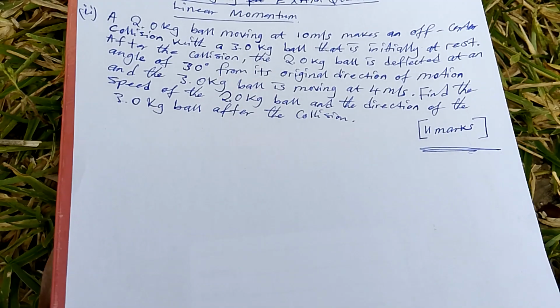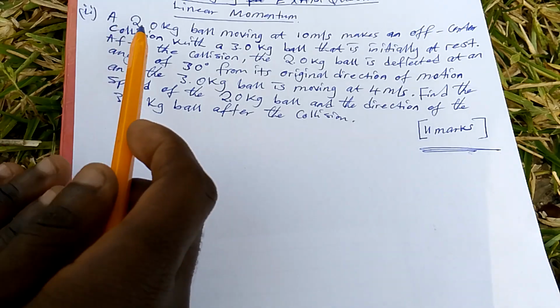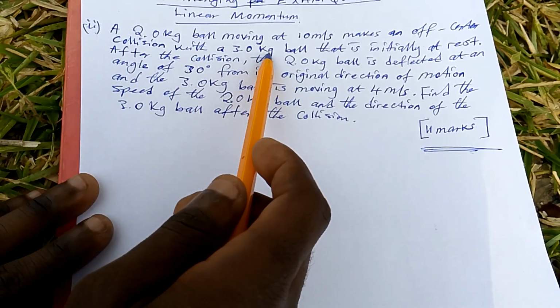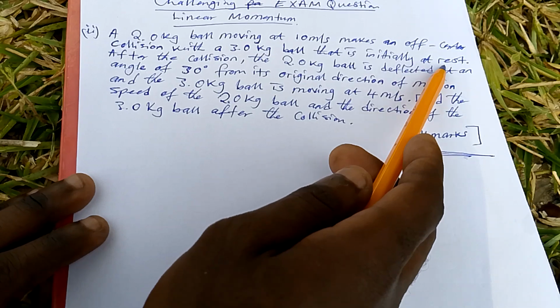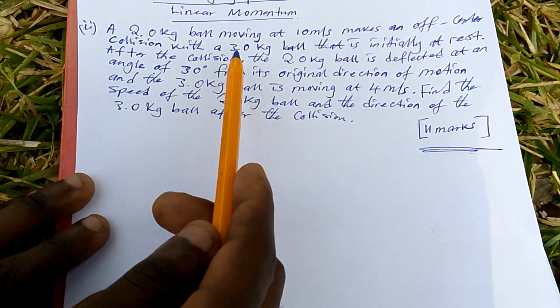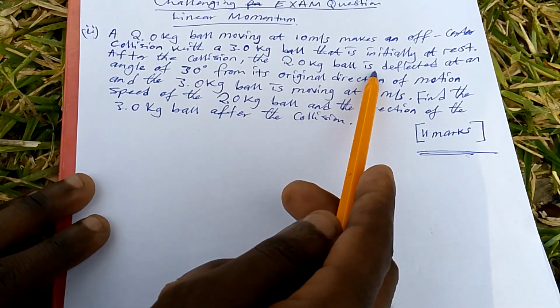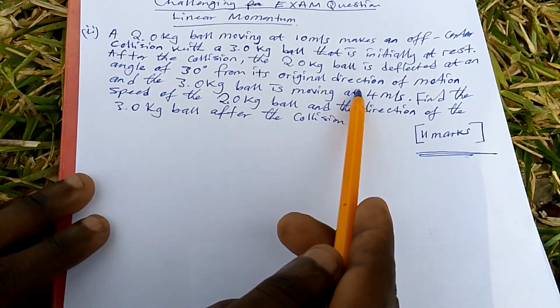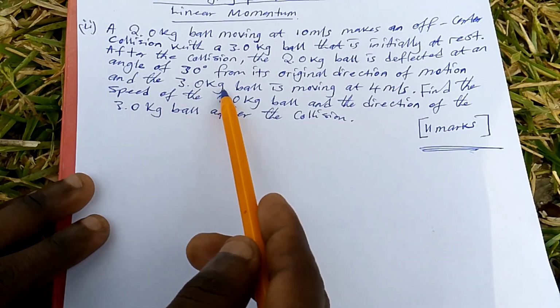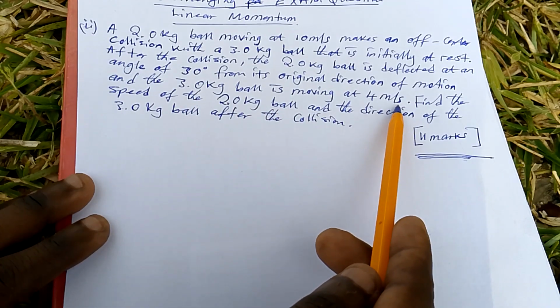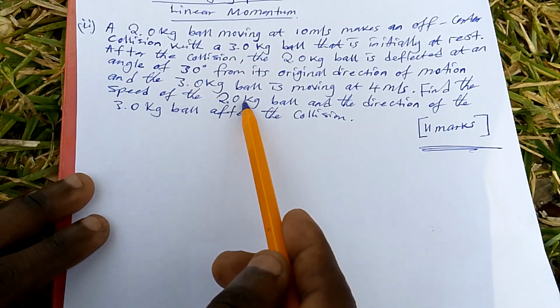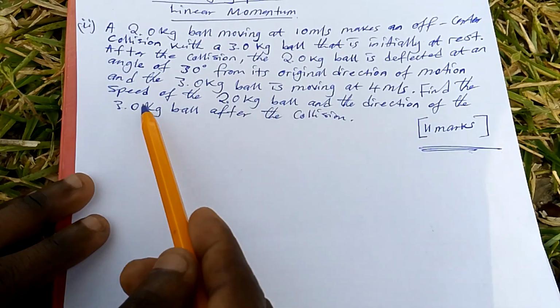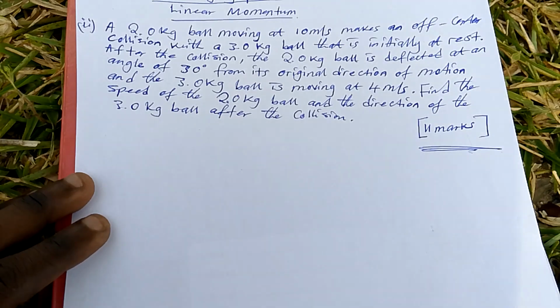It reads: a 2 kg ball moving at 10 meters per second makes an off-center collision with a 3 kg ball that is initially at rest. After the collision, the 2 kg ball is deflected at an angle of 30 degrees from its original direction of motion, and the 3 kg ball is moving at 4 meters per second. Find the speed of the 2 kg ball and the direction of the 3 kg ball after the collision.